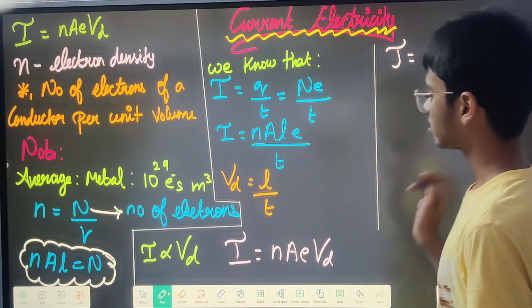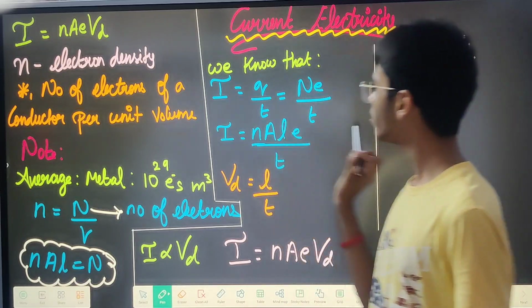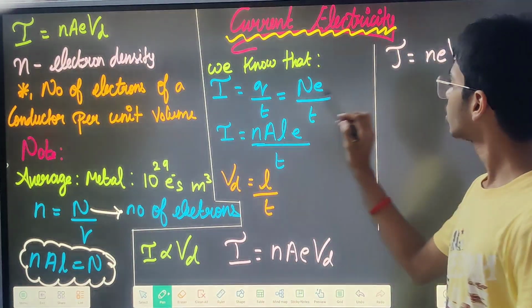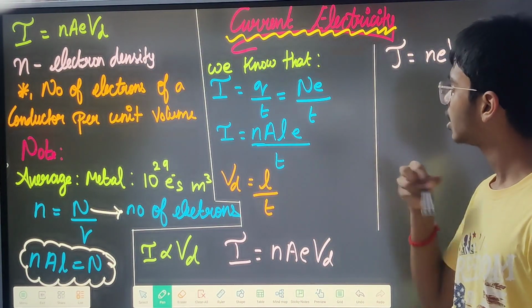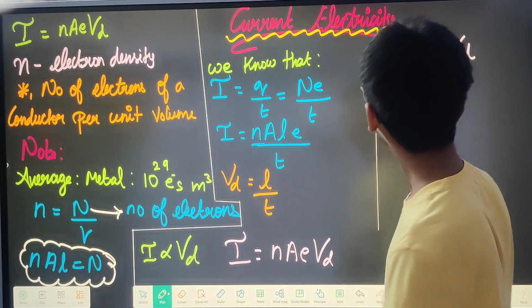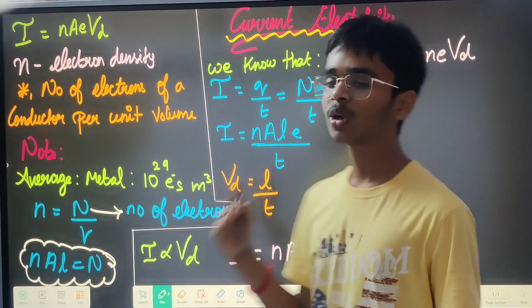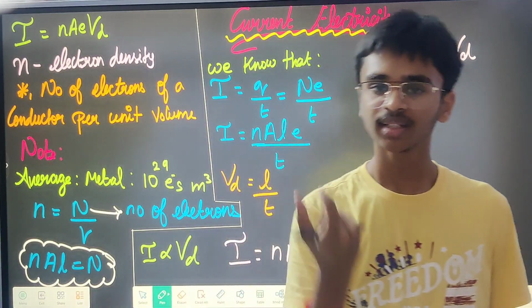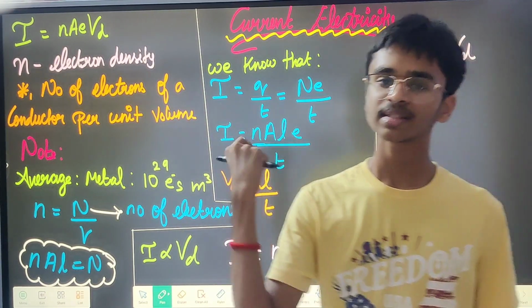Now see, we know that I is equal to Q by t. So Q is equal to capital N e by t. What is this capital N e? Here capital N is the number of electrons. We already know this formula, that Q is equal to capital N into e, where e is 1.6 into 10 to the power of minus 19 coulombs.